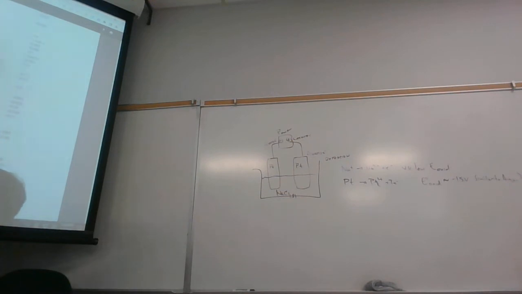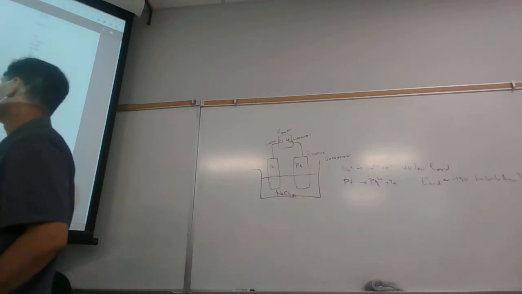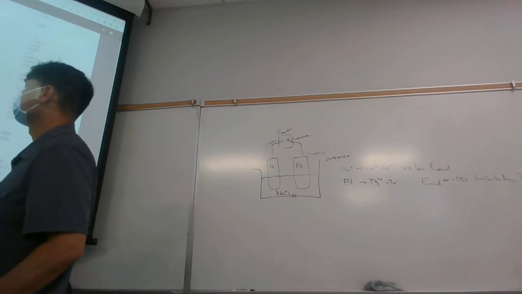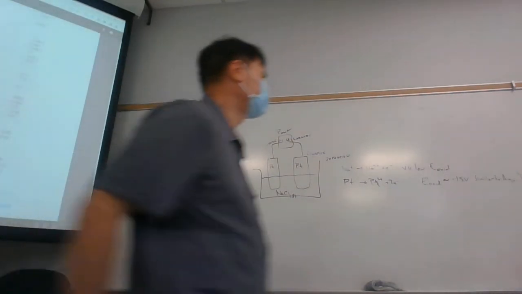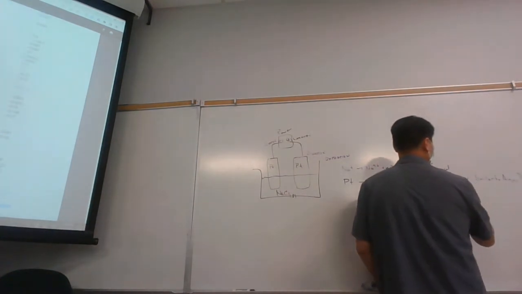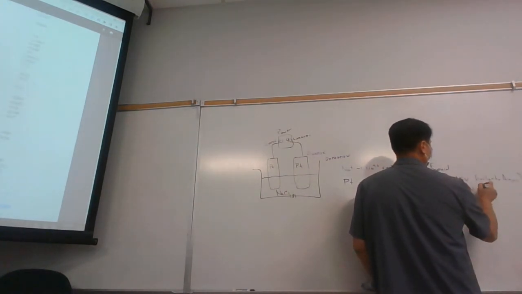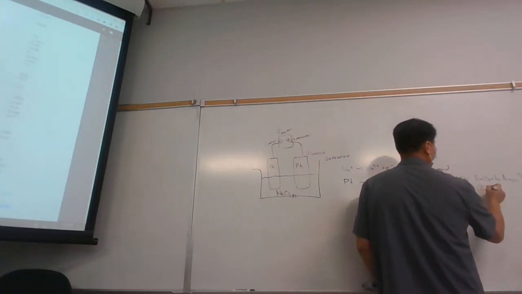So the reduction potential for platinum 2 plus is plus 1.18 volts. So if I reverse this, I get the oxidation potential for platinum metal, which would be negative 1.18 volts. And so negative 1.18 volts, from the internet.